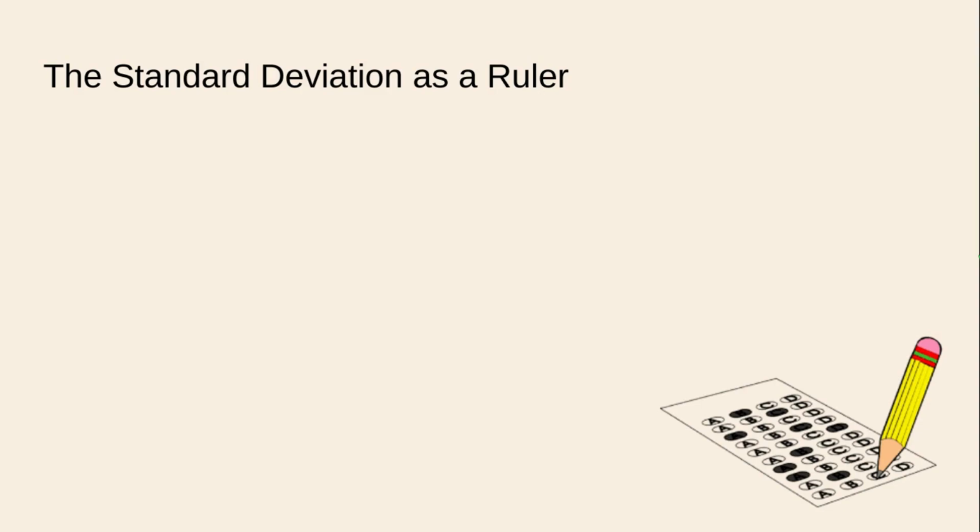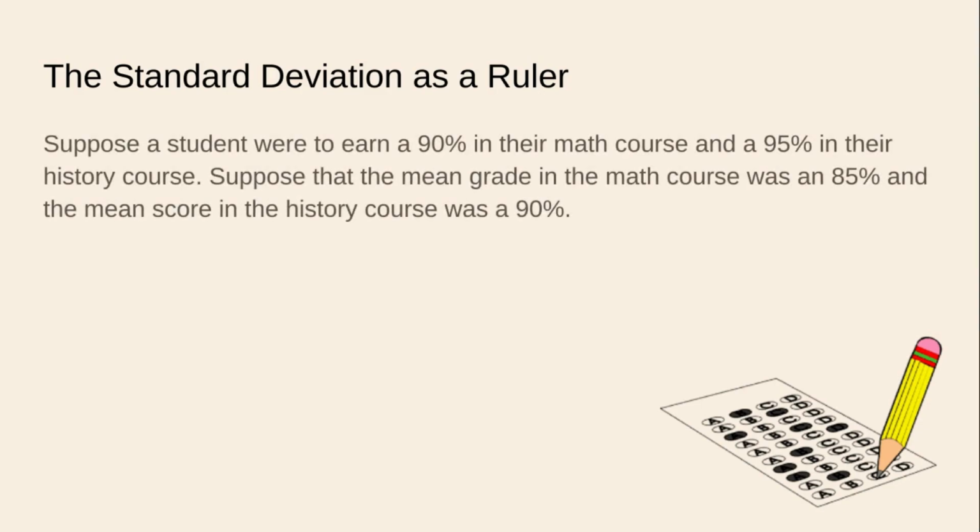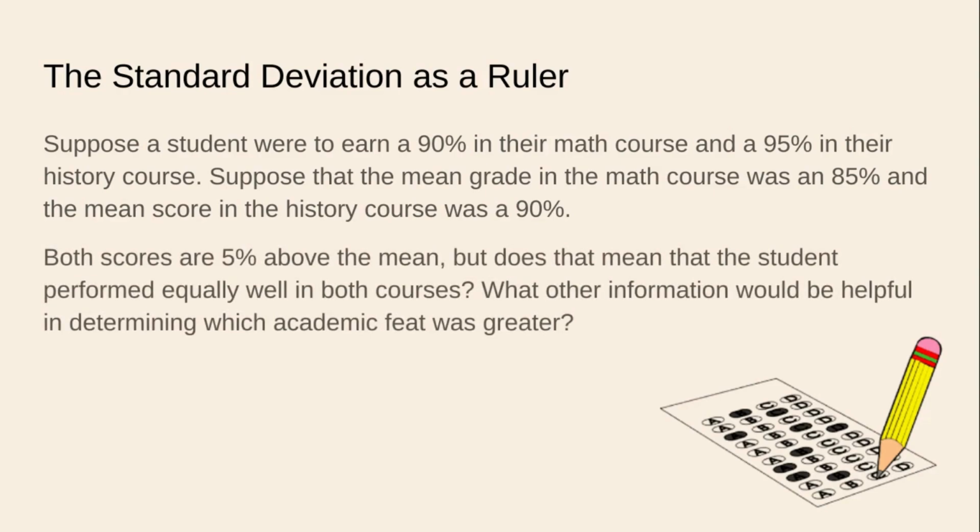So now we're going to talk about the standard deviation, which generally in statistics acts as a kind of ruler or benchmark. So suppose a student were to earn a 90% in their math course and a 95% in their history course, right? So decent, good grades all around, commendable even. Suppose that the mean grade in the math course was an 85% and the mean score in the history course was a 90%. So both scores are 5% above the mean, but does that mean that the student performed equally well in both courses? What other information would be helpful in determining which academic feat was greater?